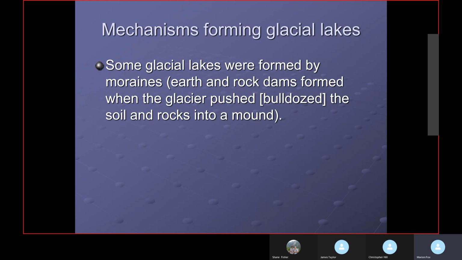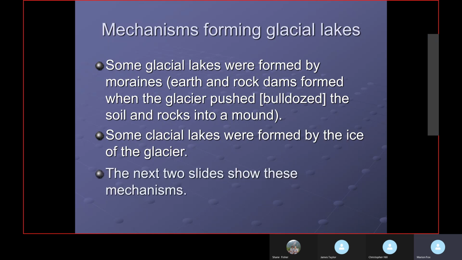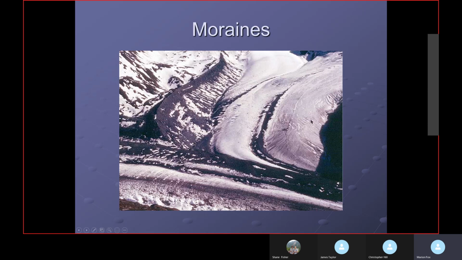Some glacial lakes were formed by moraines. That's earth and rock dams formed when the glacier pushed or bulldozed the soil and rocks into a mound. And we're going to take a look at some glacial lakes that were formed by ice as well. So ice itself could form a dam, as we had in Lake Missoula, and of course we could have moraines forming them as well. The next two slides show these two mechanisms. Here's a moraine. If you can see my mouse moving across here, as the glacier pushed debris, soil generally speaking, and as the glacier moved across rocks, it would grind off pieces of the rocks.